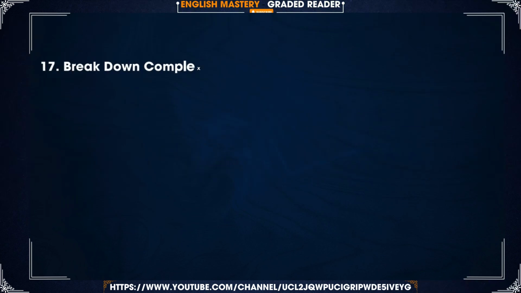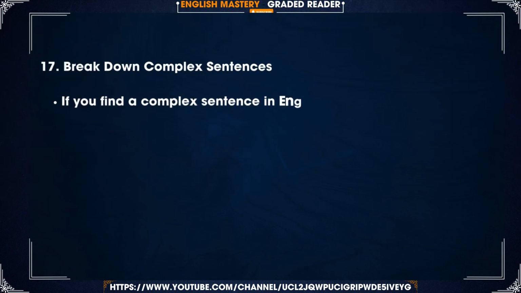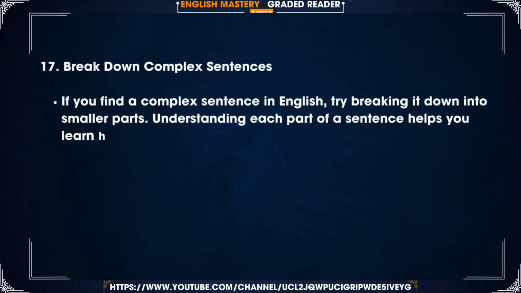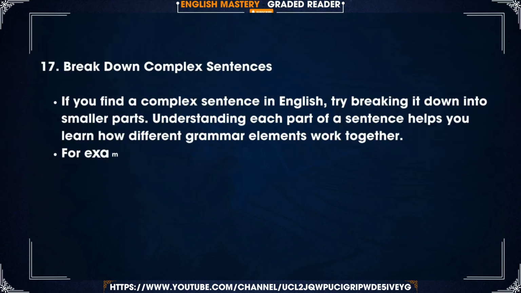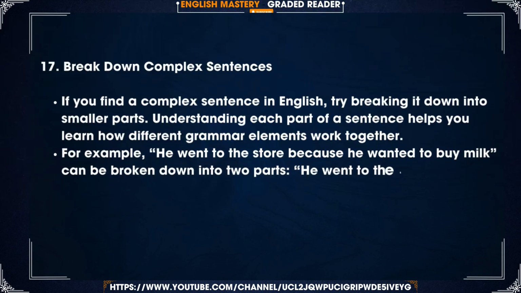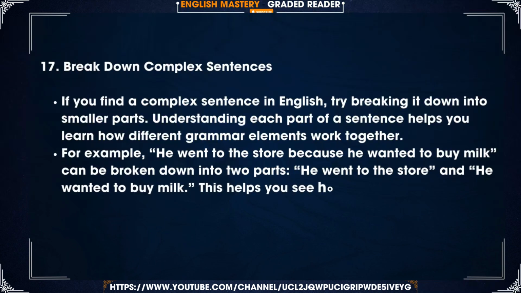17. Break down complex sentences. If you find a complex sentence in English, try breaking it down into smaller parts. Understanding each part of a sentence helps you learn how different grammar elements work together. For example, "He went to the store because he wanted to buy milk" can be broken down into two parts: "He went to the store" and "He wanted to buy milk." This helps you see how each part connects.